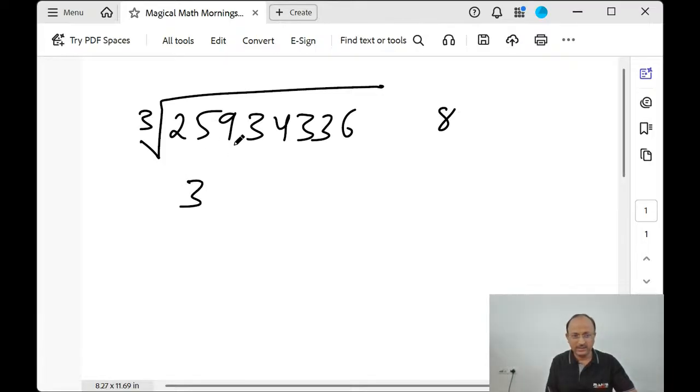8 3s are 24, 8 2s are 16, 8 4s are 32, 8 1s are 8, 8 7s are 56, 8 9s are 72, 8 2s are 16.